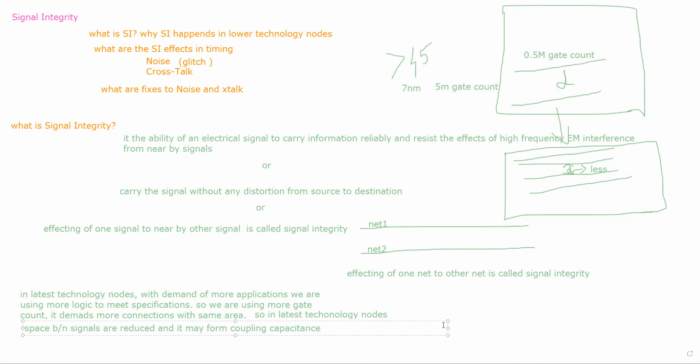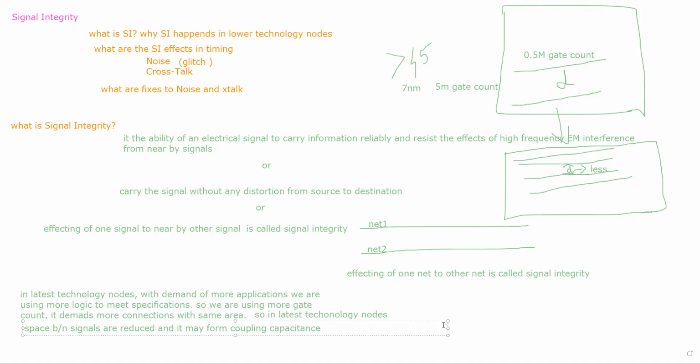But it was not the case in older technology nodes, because the insulation medium was too thick to form the coupling capacitance. That's the reason people didn't analyze SI greater than 45 nanometer, and they ignored SI analysis on timing paths in older technology nodes. People started using SI analysis in timing paths from 45 nanometer, where we see more connectivity and the space between the connections has been reduced so much that it can form coupling capacitance between the signals.